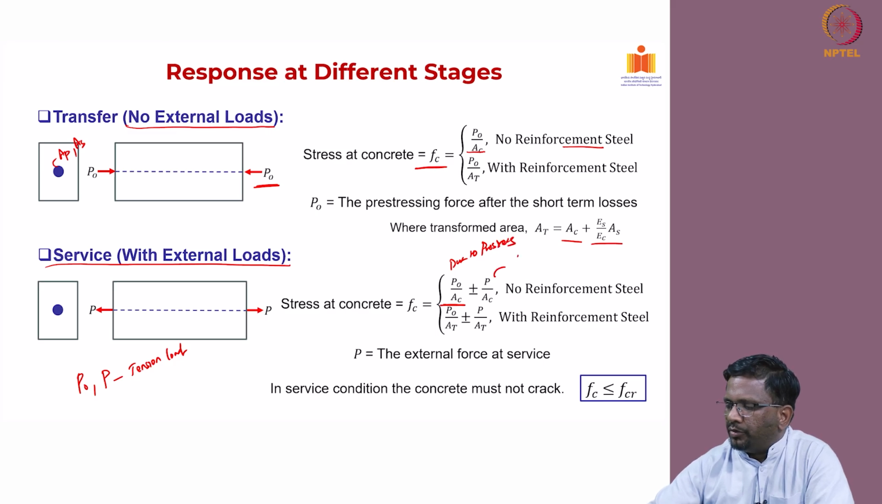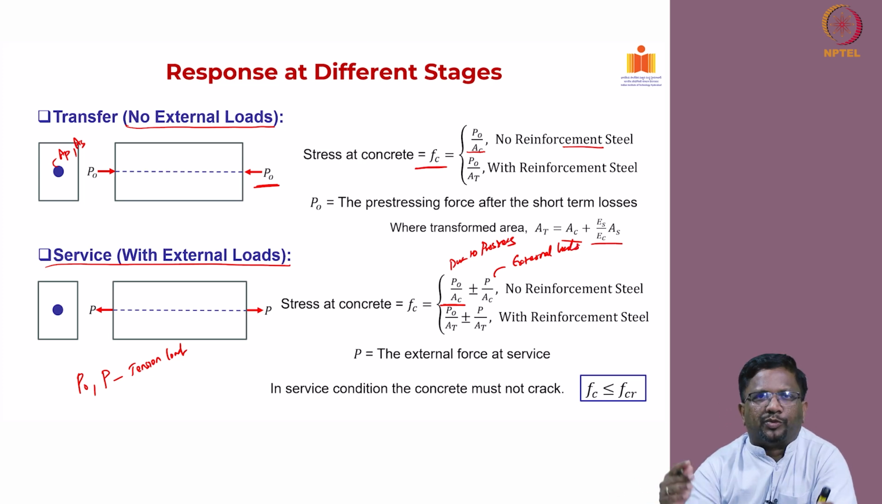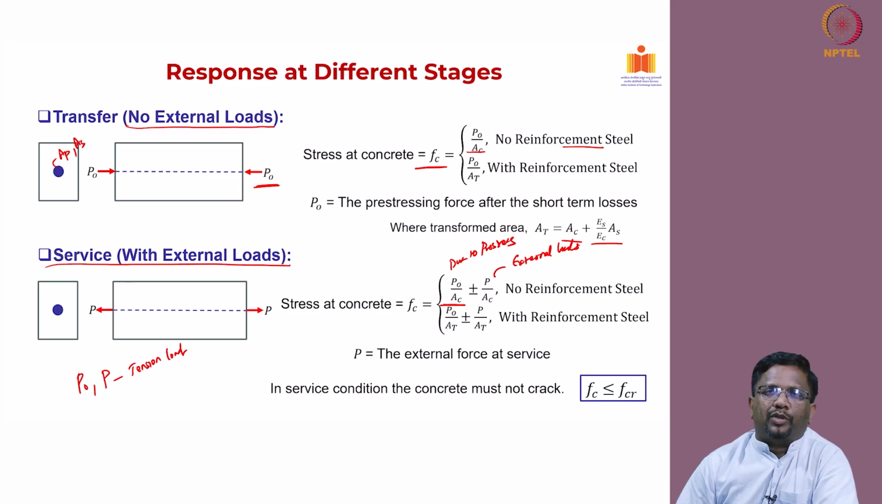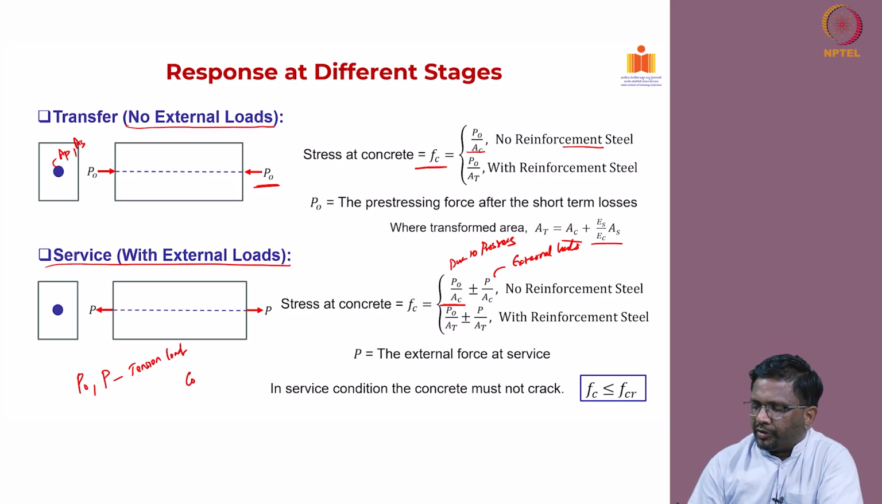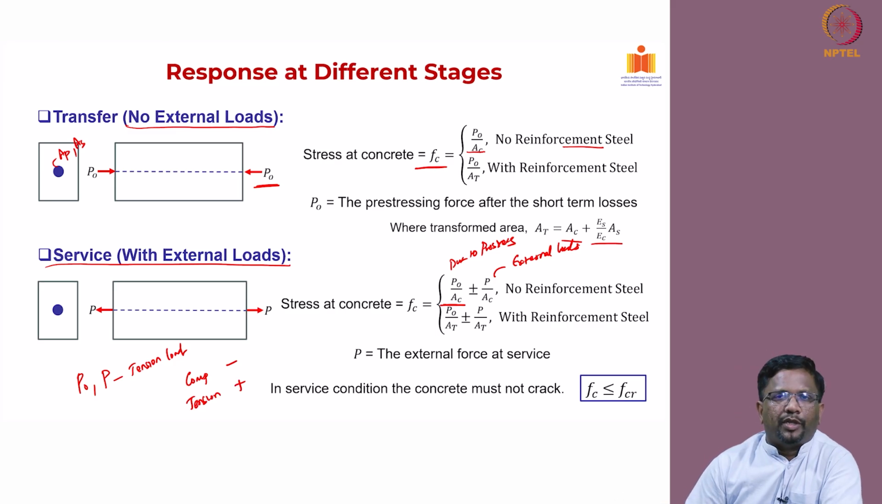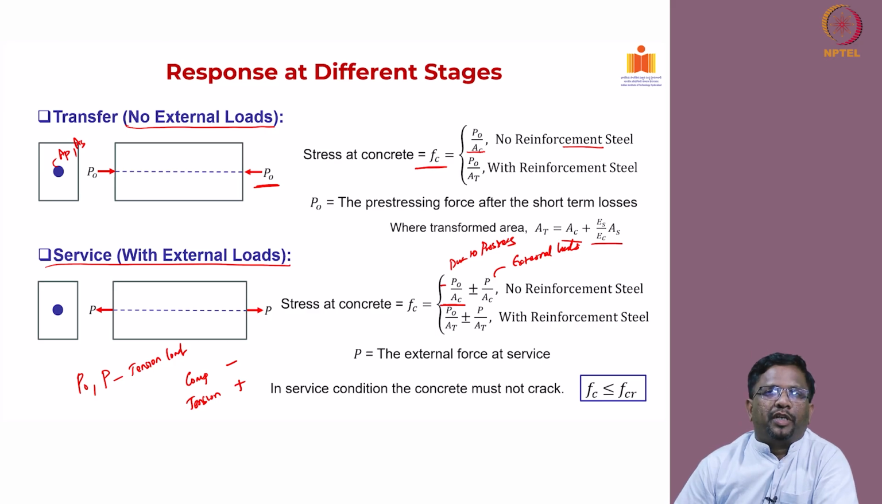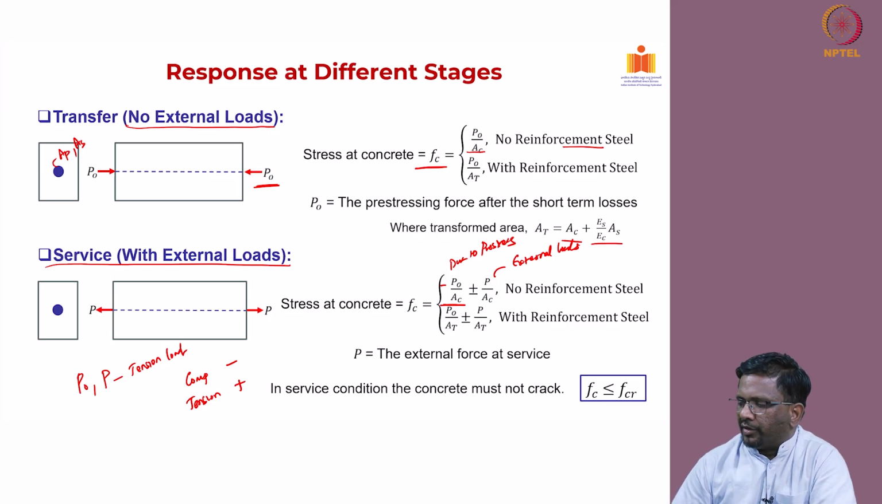Then the next one is due to external loads, okay. So, this is when you do not have any reinforcement, somehow you are creating, let us say, the pre-stress effect. Then we know that the pre-stress sign convention we always take is compression as negative and tension as positive. So, in this case it is going to be negative P naught by AC plus P by AC, where P is your external load, right.